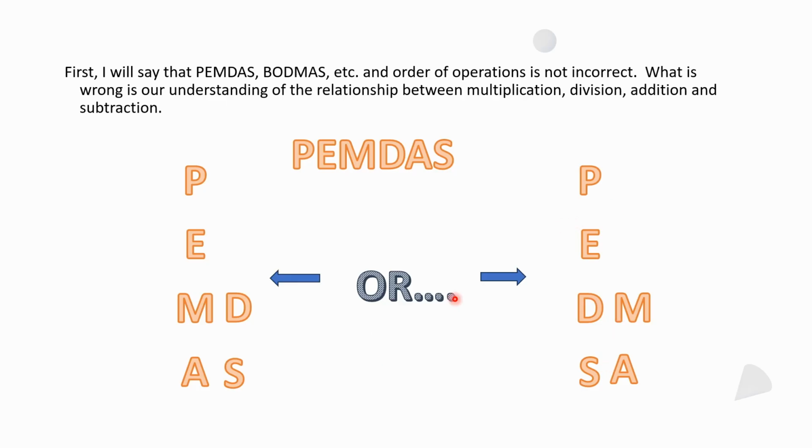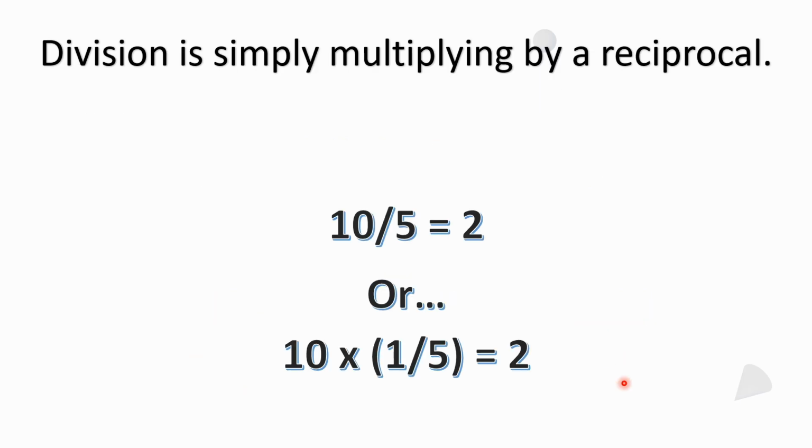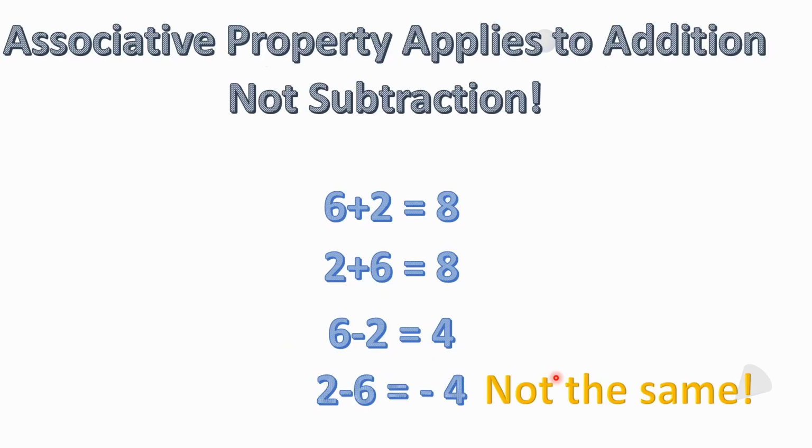And honestly, it doesn't matter. The order of D and M and the order of S and A don't matter because multiplication and division have equal precedence, and subtraction and addition also have equal precedence. It's one of the mistakes that people make. First of all, division is simply multiplying by a reciprocal. That's why multiplication and division have equal precedence. 10 divided by 5 equals 2, or 10 multiplied by 1/5 equals 2. It doesn't matter. They're the same operation.